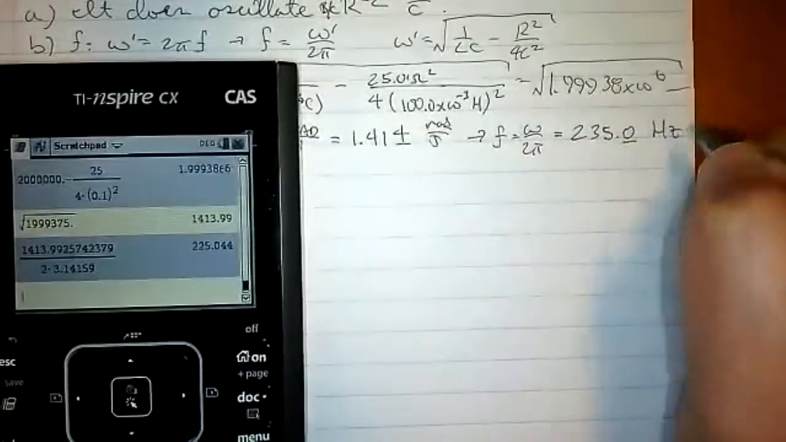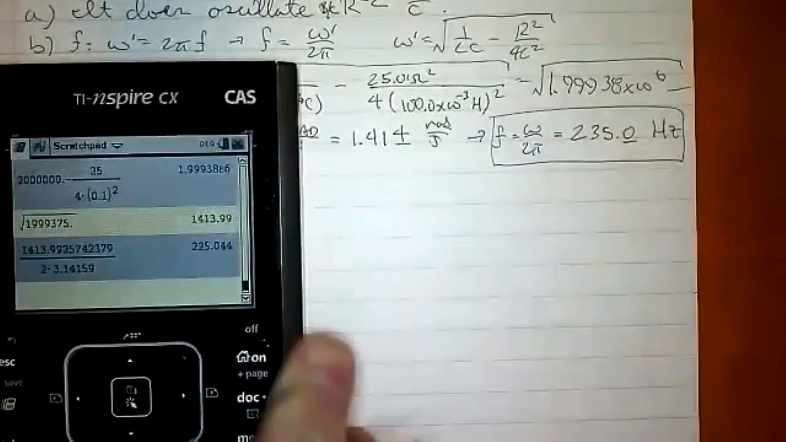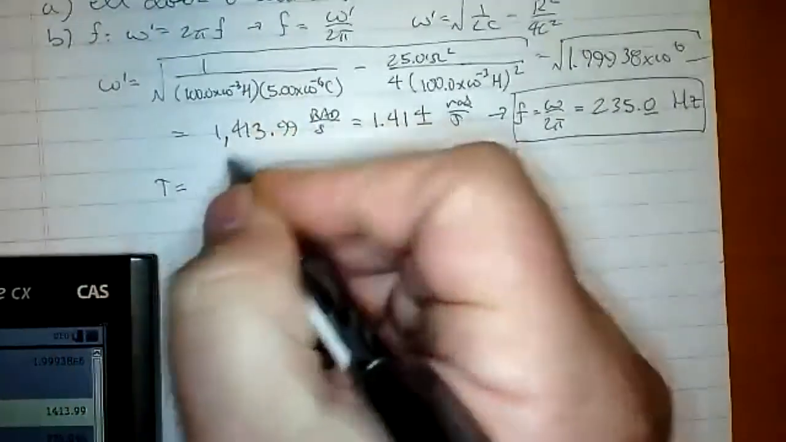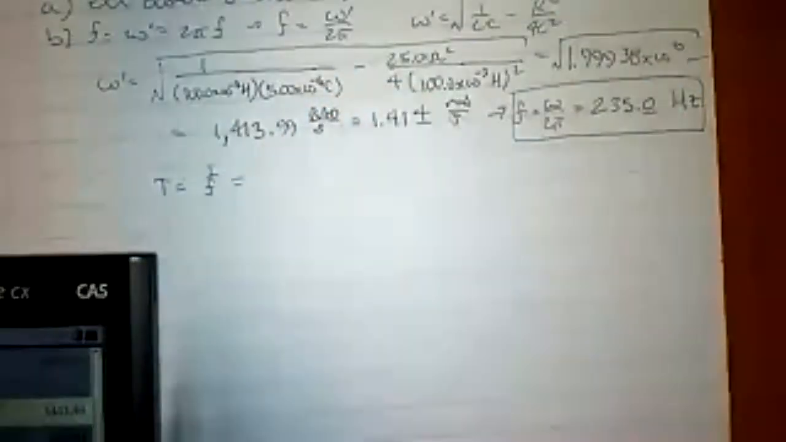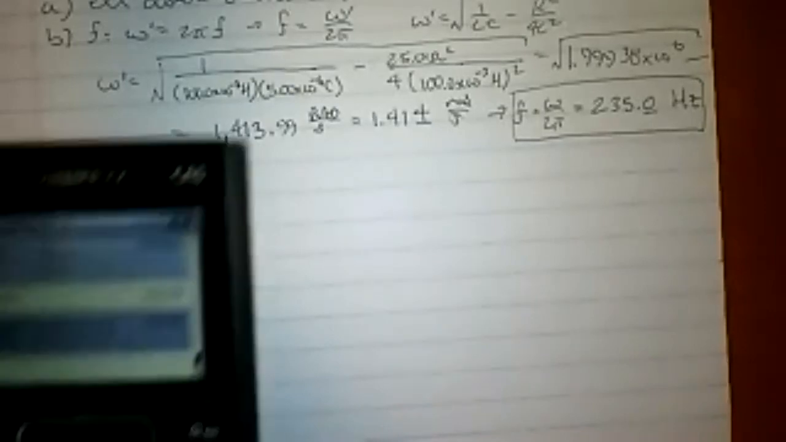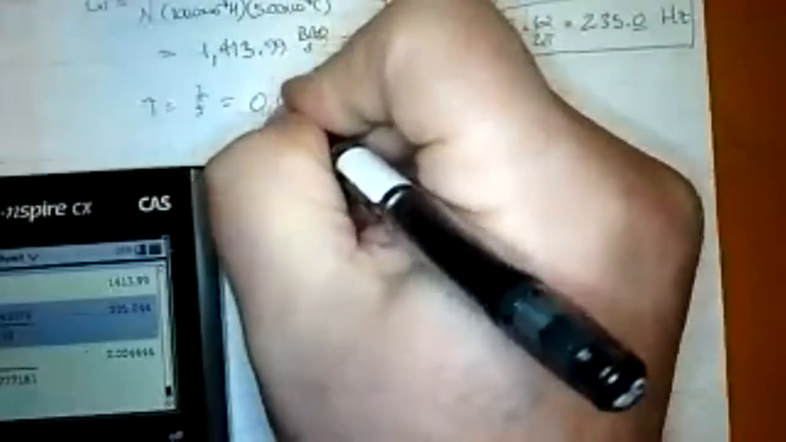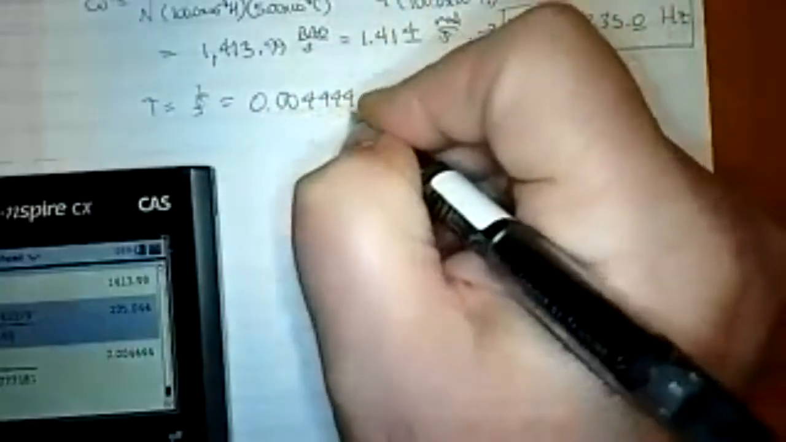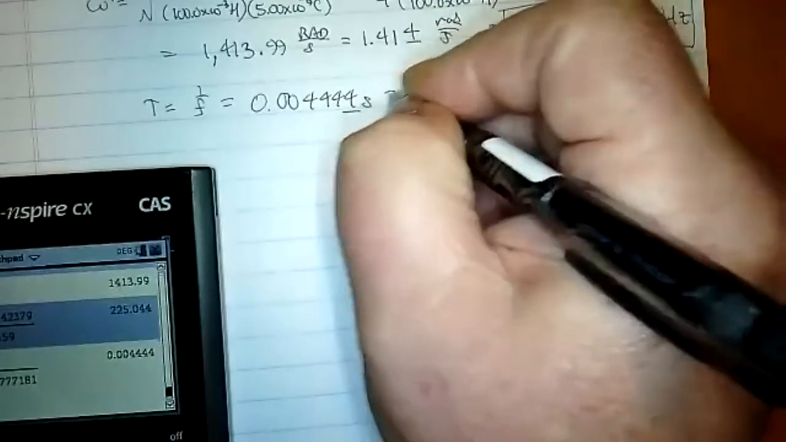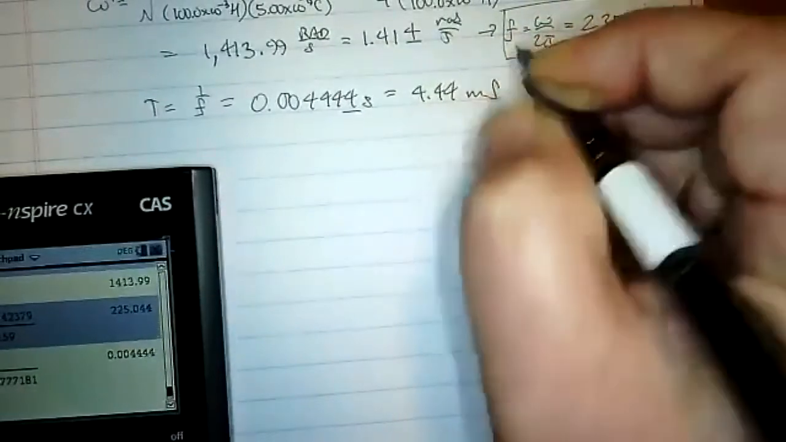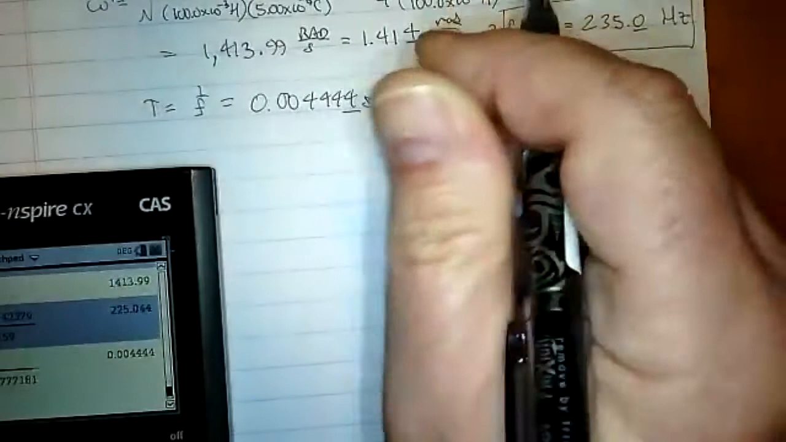And that's hertz, so that's the frequency of oscillation. We also want the period. Period T is just 1 over f, so I'm going to say 1 divided by the answer. And that gives me 0.004444, which is actually 1 extra sig fig, seconds. So that's going to be 4.44 milliseconds, the period of oscillation.